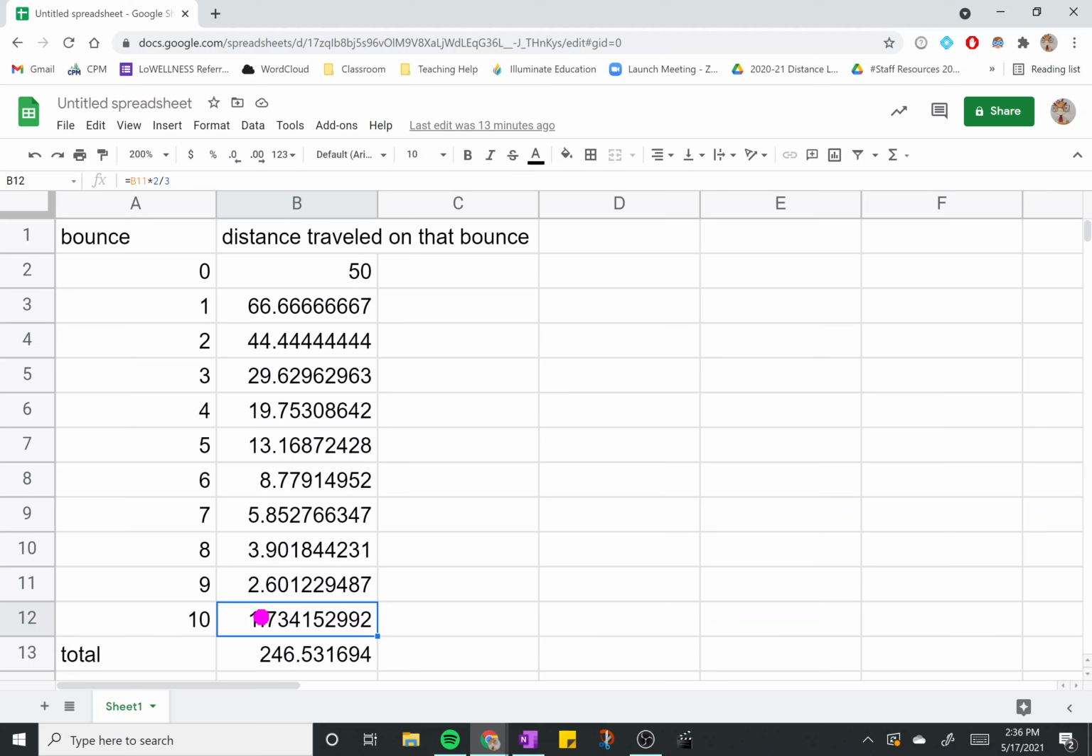So on the 10th bounce, it's not going very far. On the 10th bounce, it only goes up about 0.87 feet, and then comes back down. So if I add all this up, which is what this says, sum of B2 to B12, I just added all these up, and I get, again, 246.53 feet.